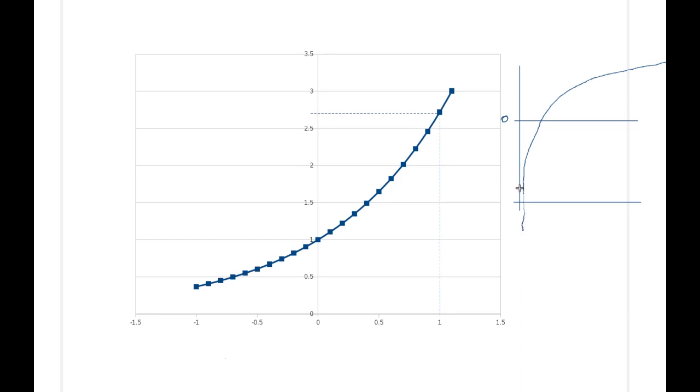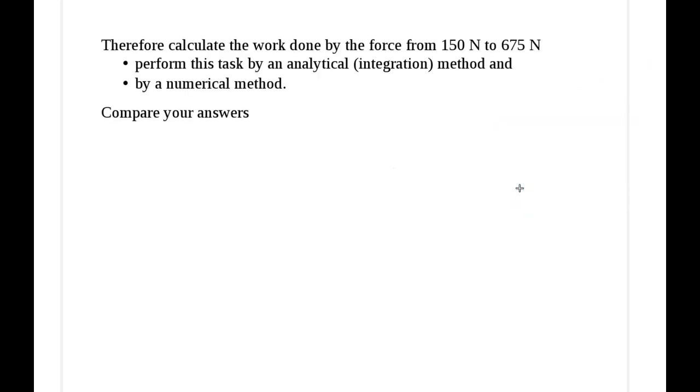But anyway, we're not going to digress any further than that, so moving on. So we've got this question, with the previous given formula. It says calculate the work done by the force from 150 newtons to 675 newtons. It says perform this task by an analytical method, in brackets integration, and by a numerical method. So two different methods there. It also says compare your answers from the two different methods.